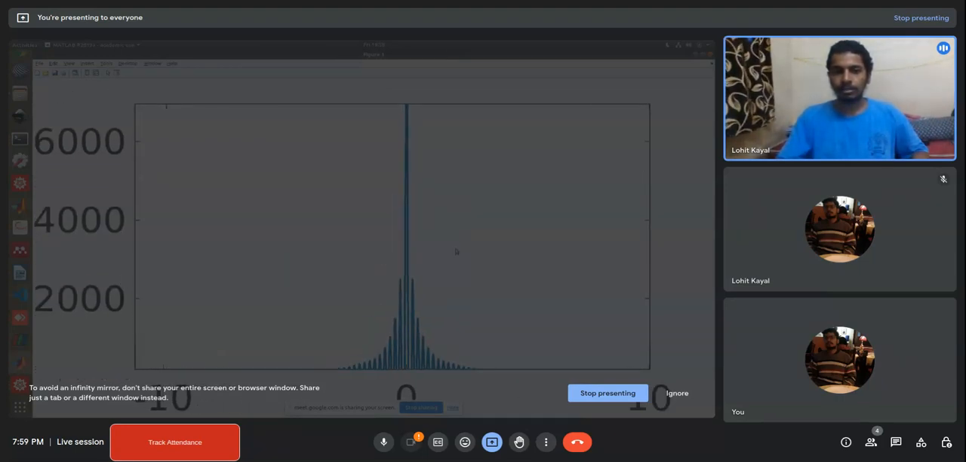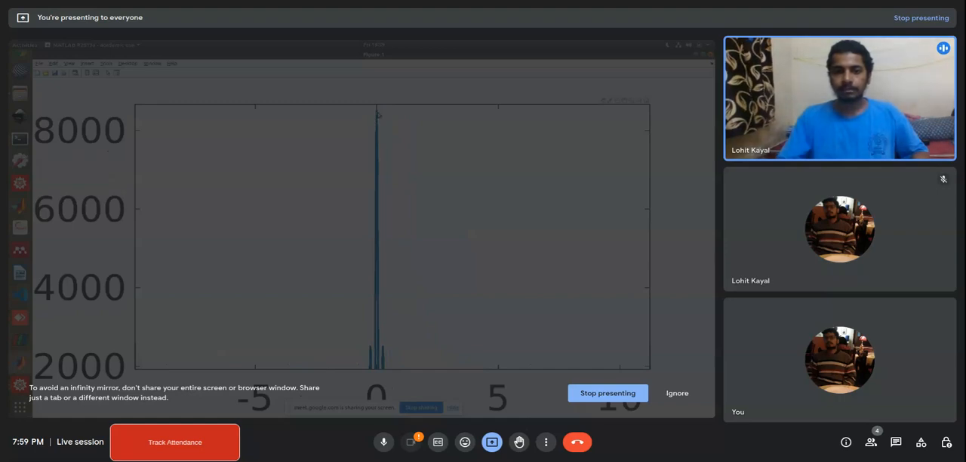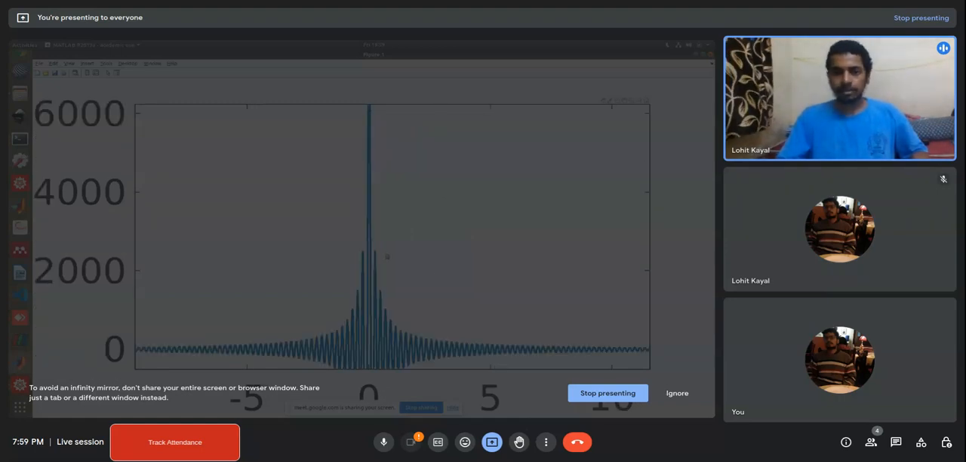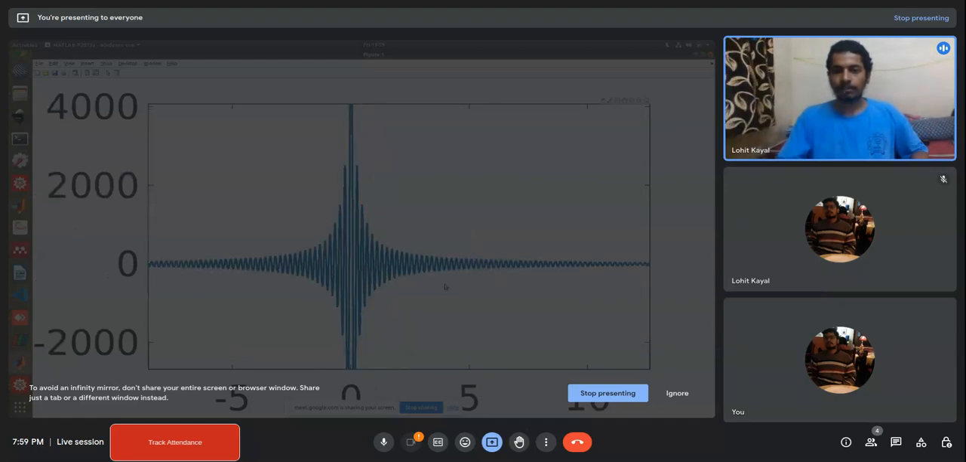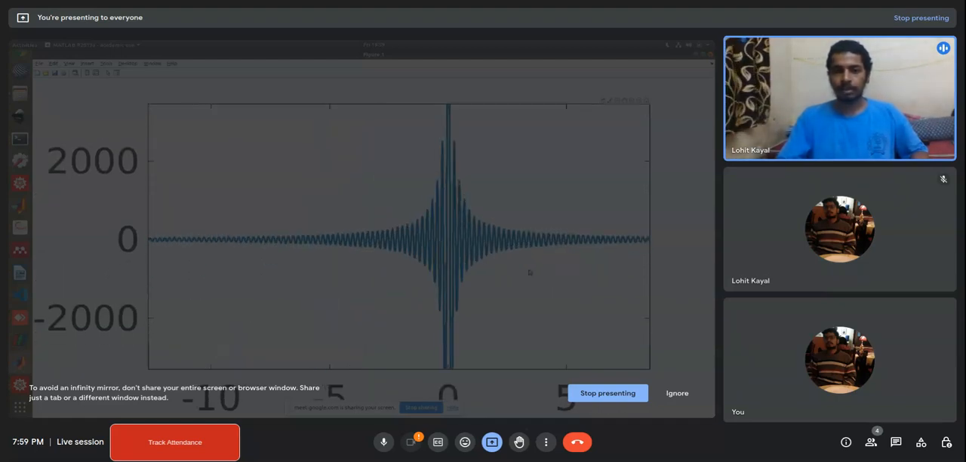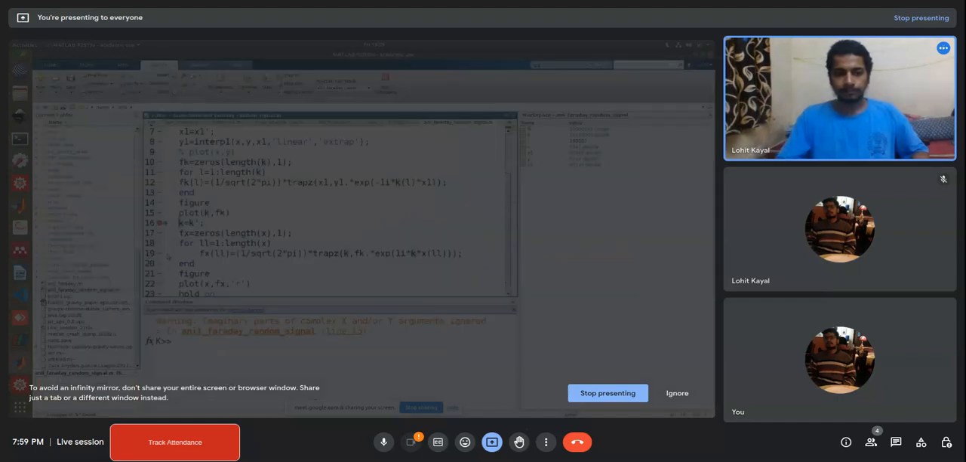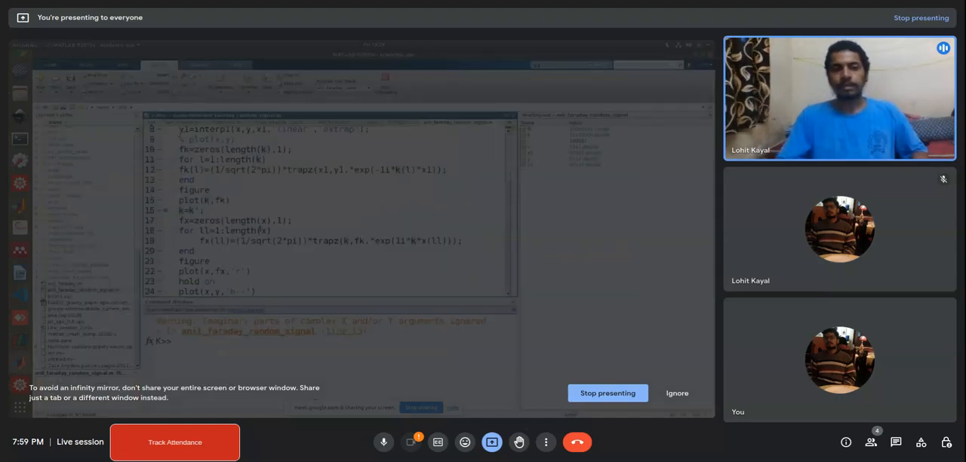You can see that there are many oscillations, and the peak appears at x equal to 0.006. This is the highest peak, but there are many other local peaks present for this random signal. Okay, right.